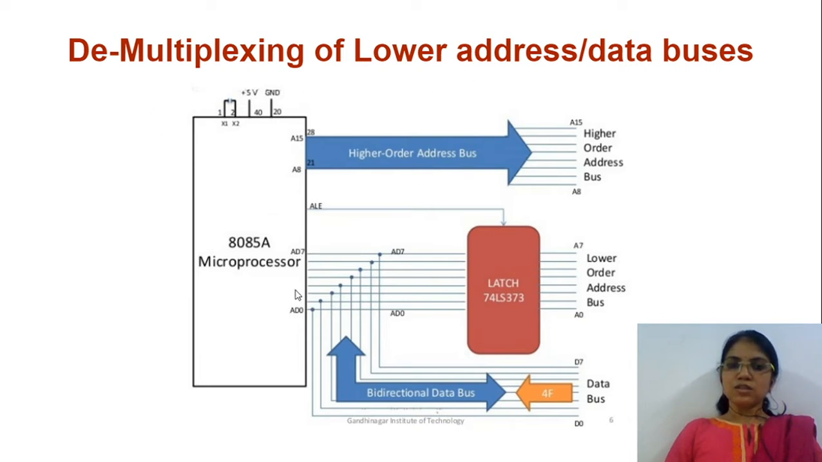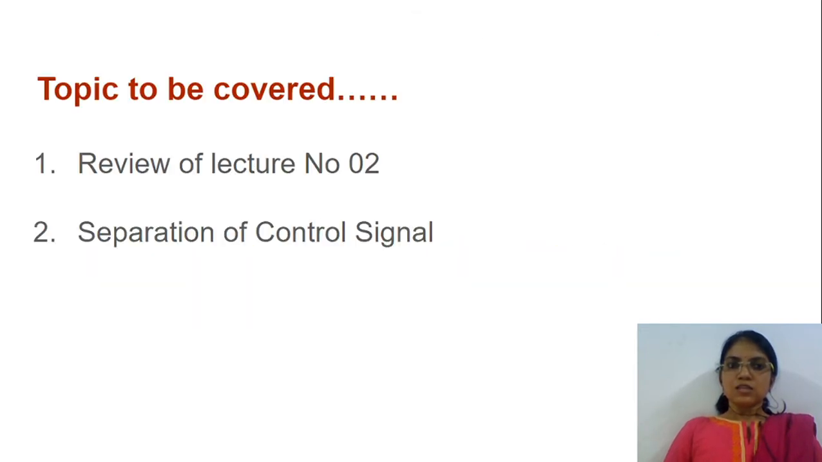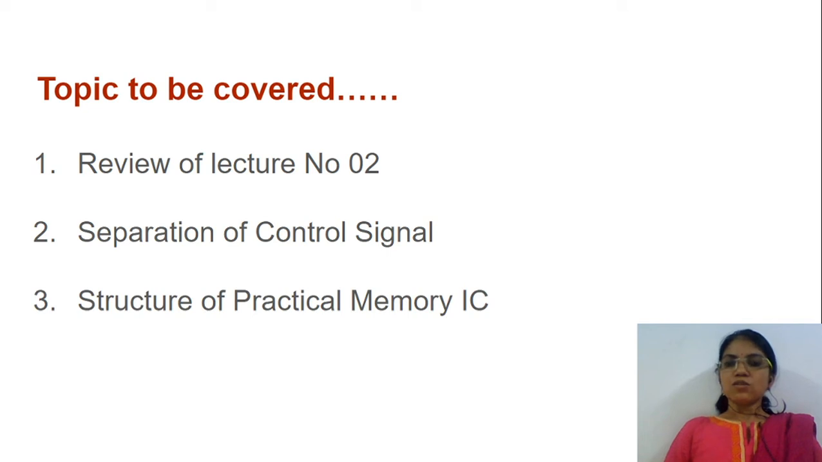In the previous lecture we studied how the data lines and address lines are separated by using the 8212 latch or the 74LS373 latch and by using the address latch enable signal. So let us go into today's content, that is the second content, the separation of control signal.